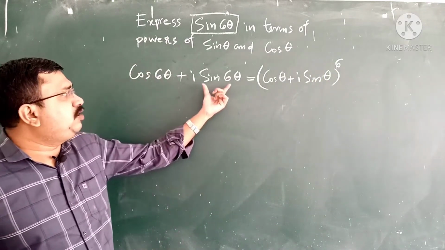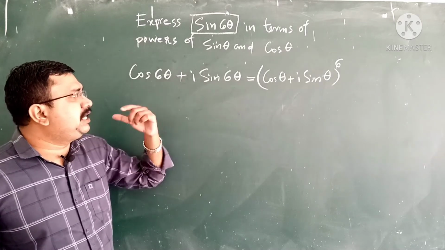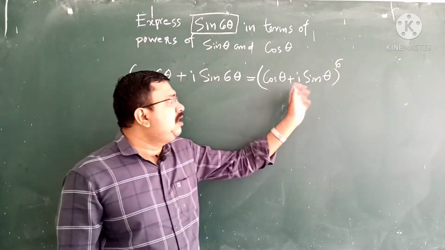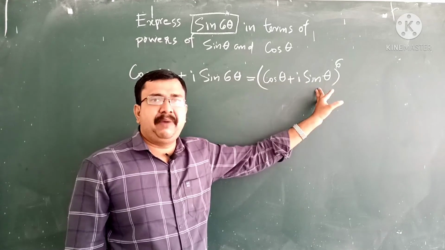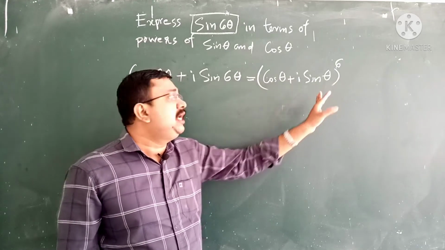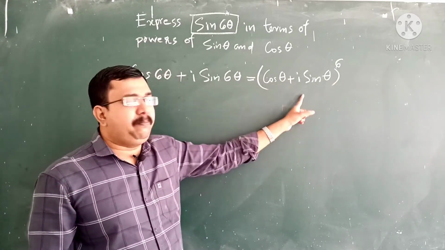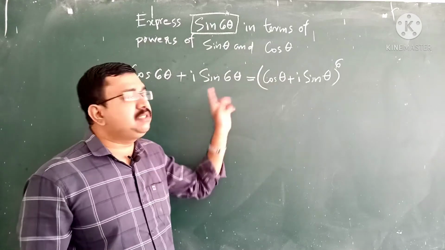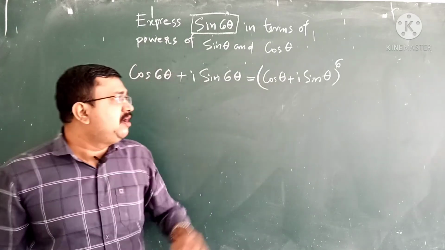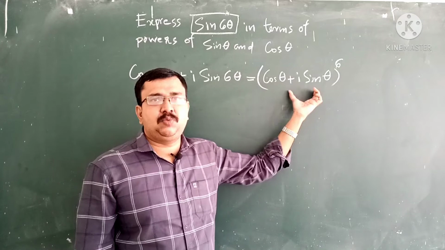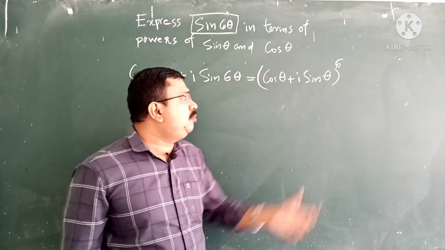We want to find the value of sin 6 theta. Therefore, first we find this value using the binomial theorem. Then, equating the imaginary part, we get the value of sin 6 theta. First, we expand this using the binomial theorem.